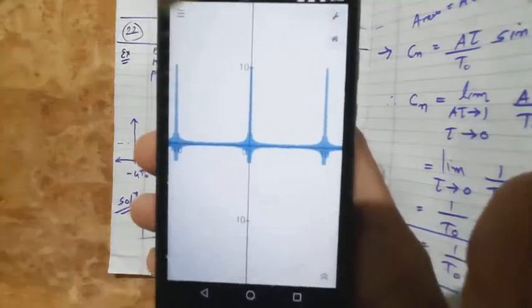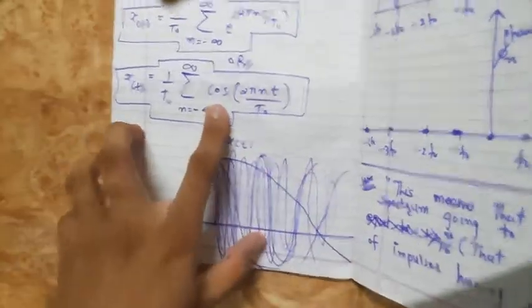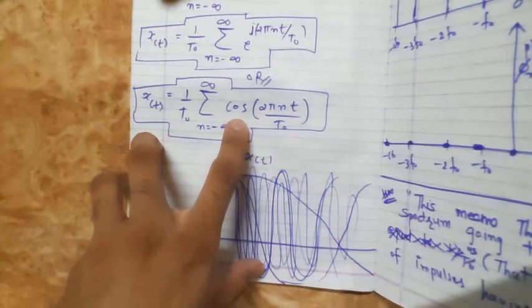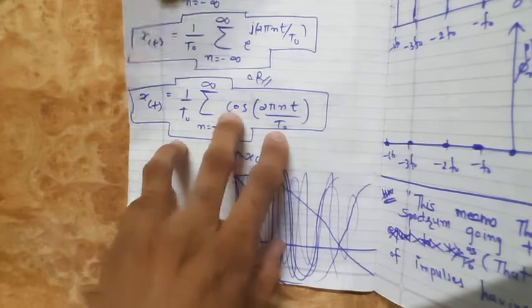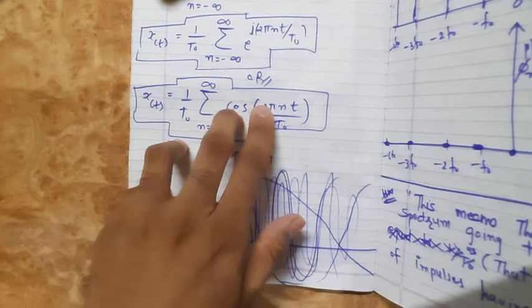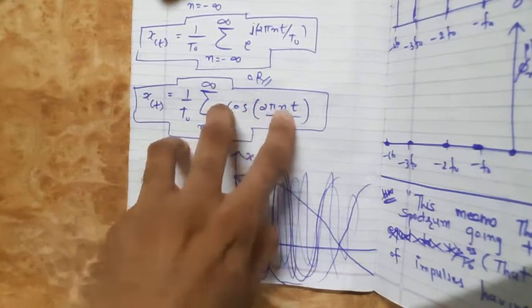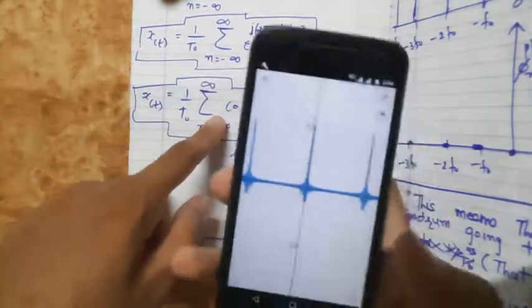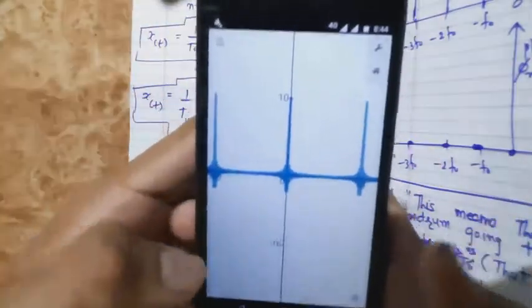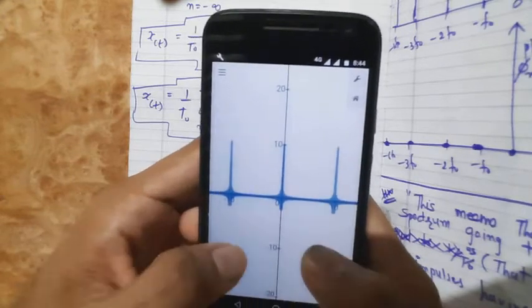Okay, in this way you can also plot this kind of wave separately: cos 2 pi t by 10 plus cos 2 pi 2t by 10, cos 2 pi 3t by 10, cos 2 pi 4t by 10, and add them all together and you will ultimately get this kind of wave. Alright, so I hope you get the idea about this impulse train.